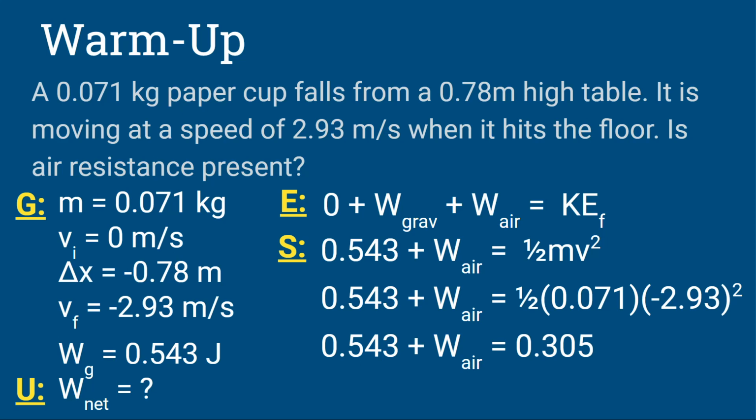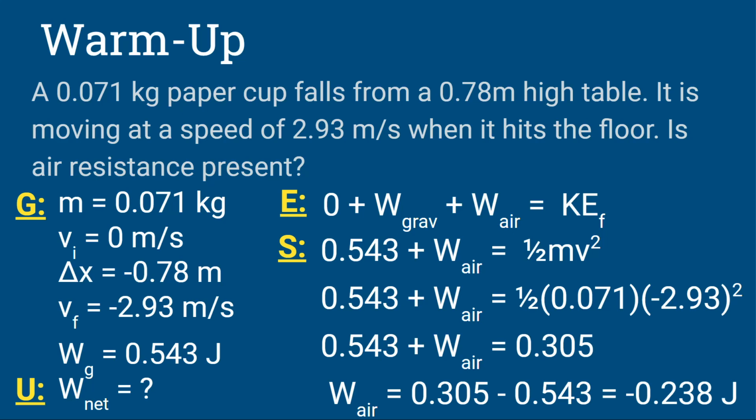And that's going to be our air resistance, and we can find it now by subtracting 0.543 from both sides. So 0.305 minus 0.543 gives me my work done by air resistance is negative 0.238 joules. Okay, so now we know that gravity does positive 0.543 joules of work. Air resistance does negative 0.238 joules of work.